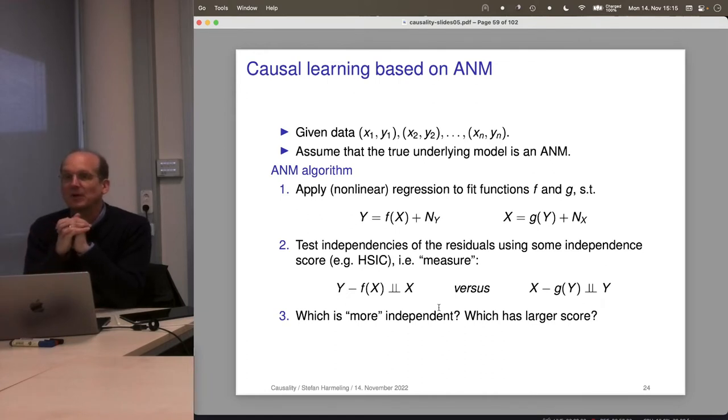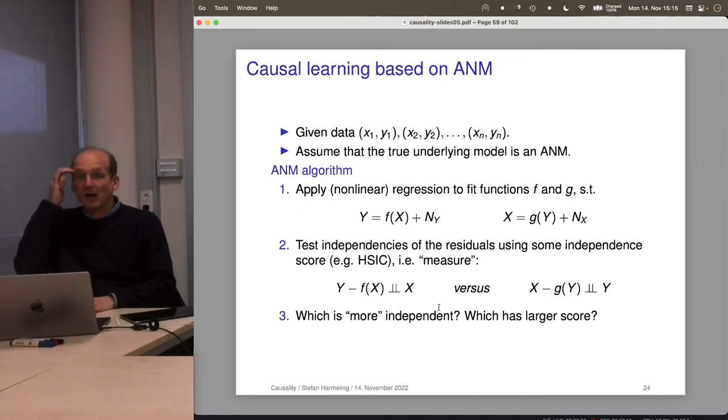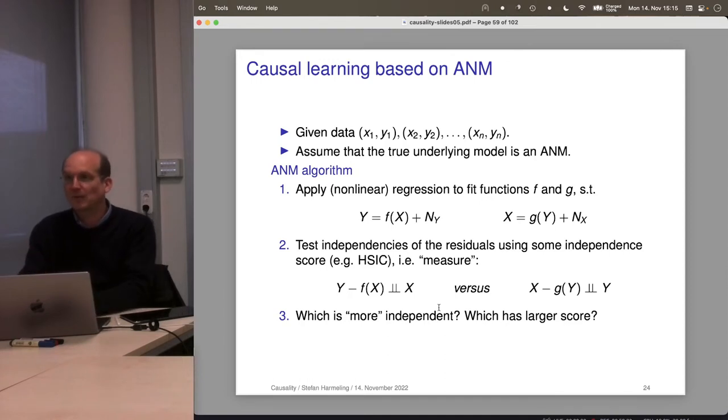than chance. Because if the statement is true that it's impossible for two variables, then no matter what method you devise, it should be 50-50. So it should be better than random guessing on the Tübingen pairs data set. However, they can show that they are higher than 50%. They are 70 or 80%, which is not perfect. So there is still work to do.